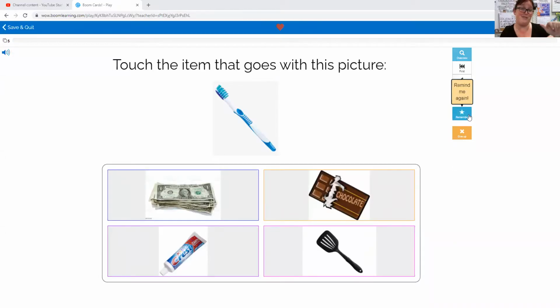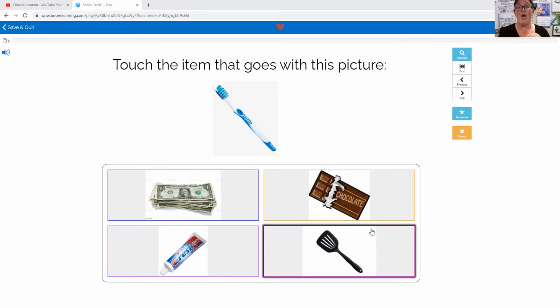Okay, because we're not doing our 10 o'clock Zoom, we're just going to do a short Boom activity. All right, we're going to do some household matching. So we are going to pick the item that goes with the picture. This picture is a toothbrush. So what item goes with the picture?